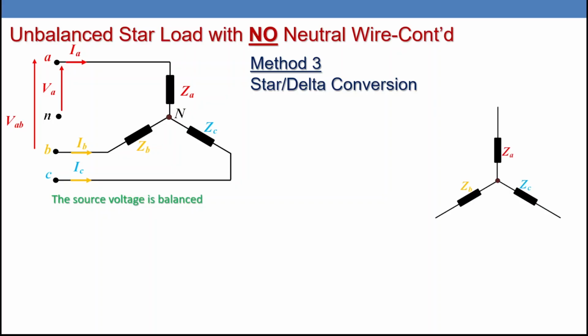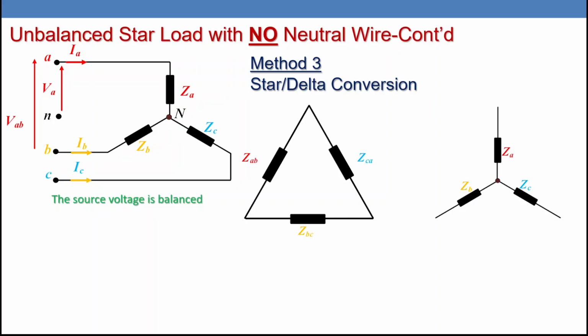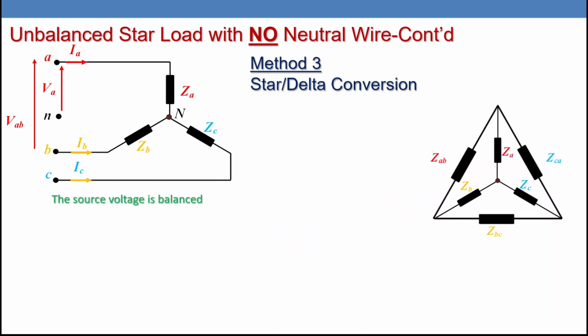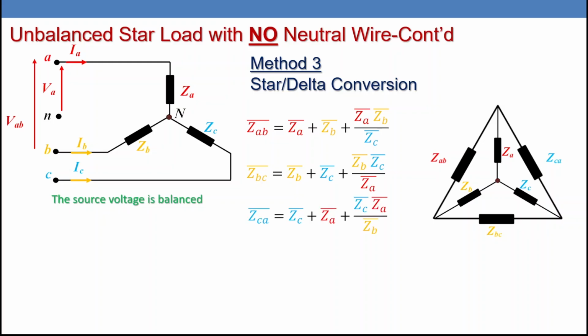So if we have a star load like this one, we are going to seek the help from the circuit analysis to convert that one to a delta like this one. So we have ZA, ZB, ZC. So ZAB equals ZA plus ZB plus ZAZB over ZC. And you are going to do the same for ZBC and ZCA. Remember here, I did that one color coded just to make it easy for you to know how to convert from star to delta. So now we have a delta connection like what we see here.